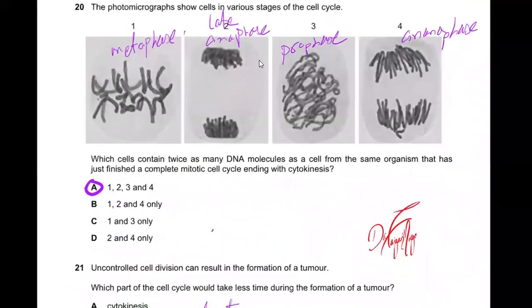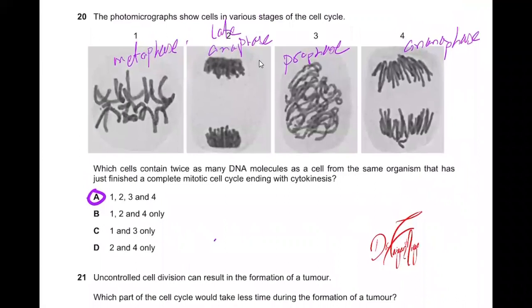The photomicrograph shows cells at various stages of the life cycle of a cell. You just identify these. This is metaphase. The chromosomes can be seen lined up along the center. The nuclear envelope is just not there, so that must be metaphase. Late anaphase, why? Because the chromosomes have been pulled apart. Yes, they have been pulled apart.